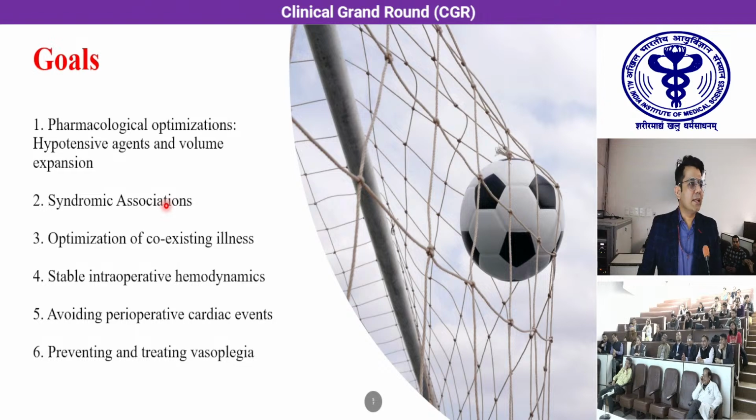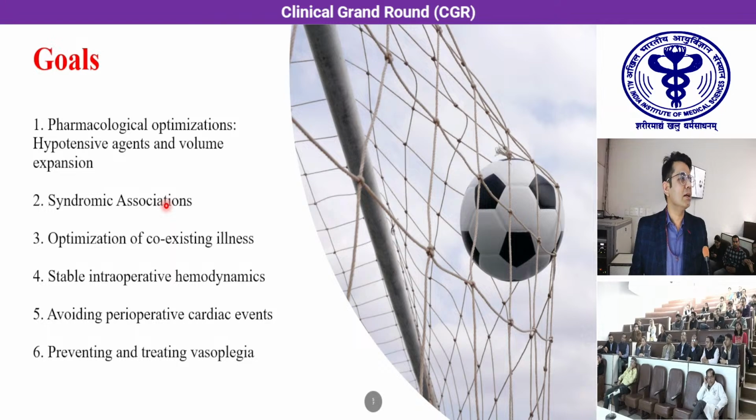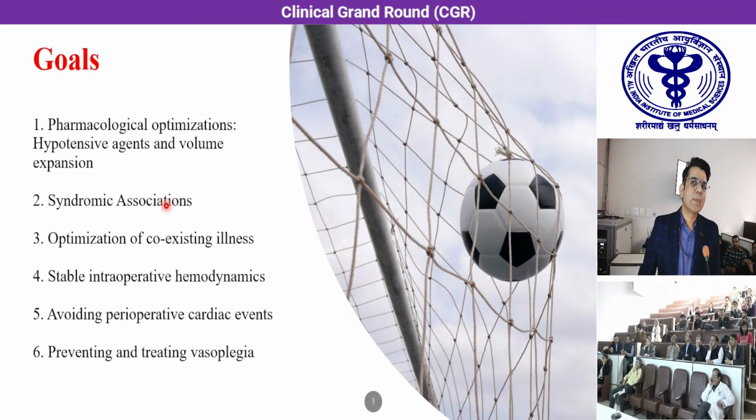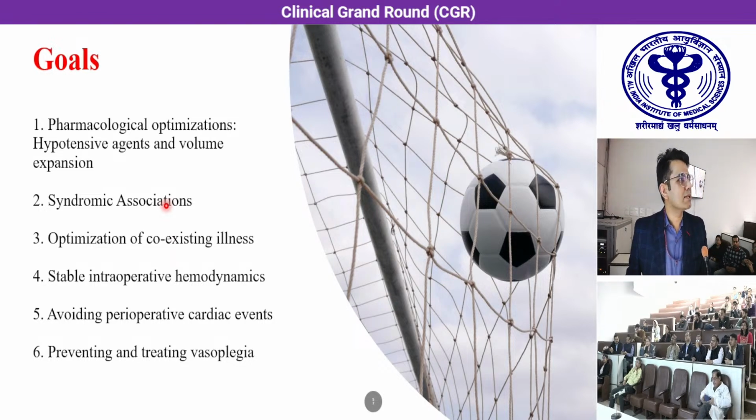Then the syndromic associations. These patients may have various syndromic associations we've already talked about, depending upon the MEN syndrome to which they belong. They may require medications for coexisting illnesses. Other than the MEN syndrome, they may also have certain comorbidities such as CAD, hypertension. So these diseases may get compounded when you have an underlying pheochromocytoma. You require stable intraoperative hemodynamics, avoiding perioperative cardiac events, and preventing and treating the vasoplegia that would happen once the tumor is out of the body.